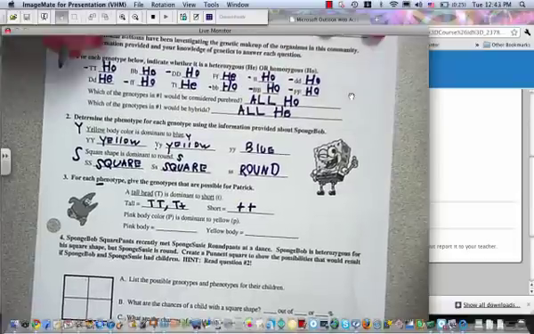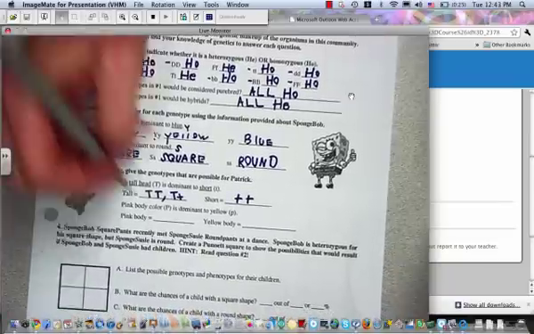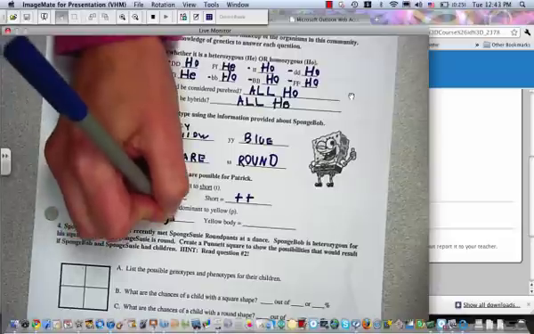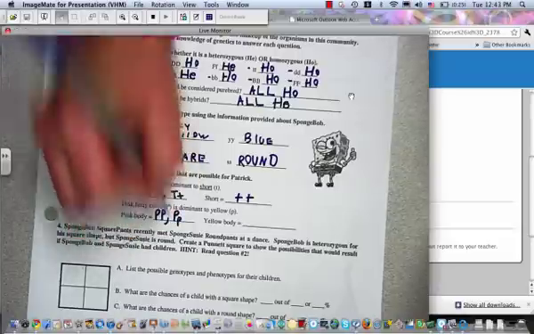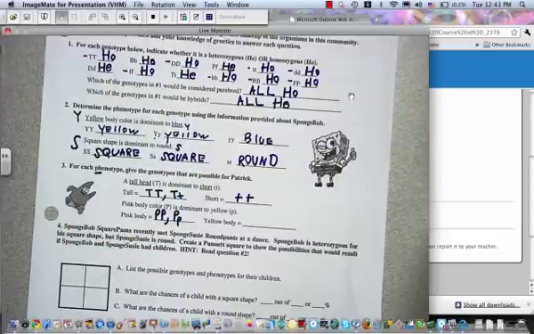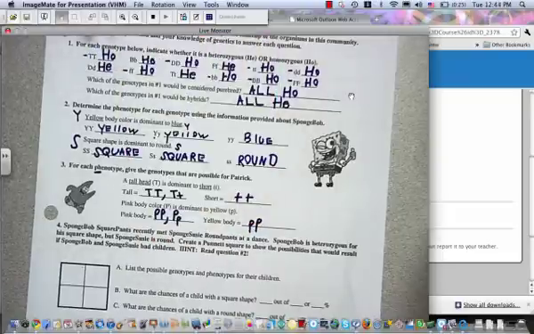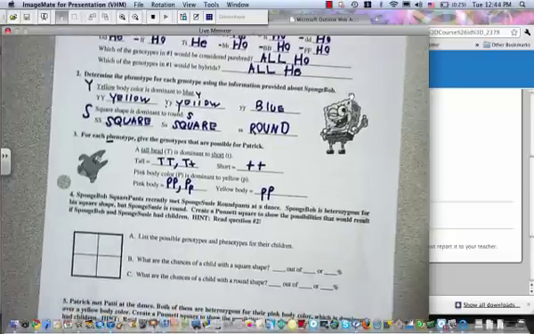Pink is dominant to yellow. Pink bodies would be capital P, capital P, or capital P and one lowercase p. Yellow body, both lowercase p.